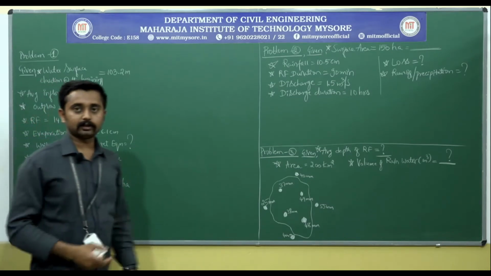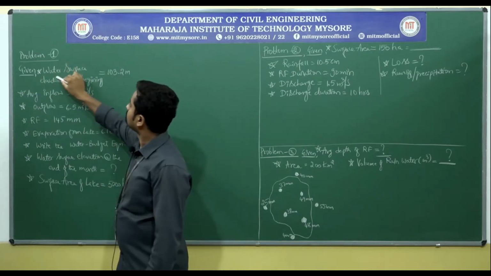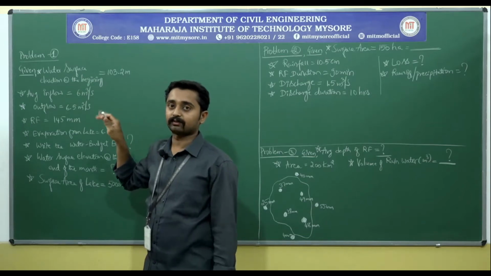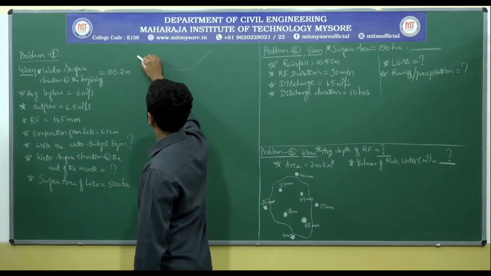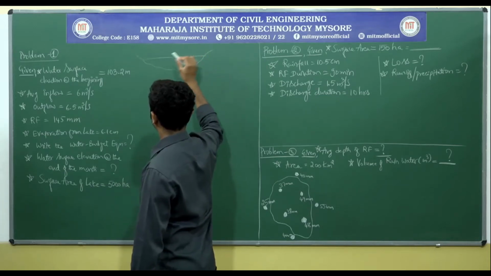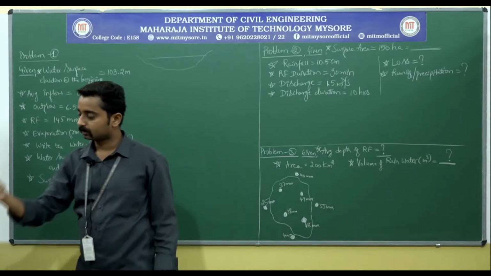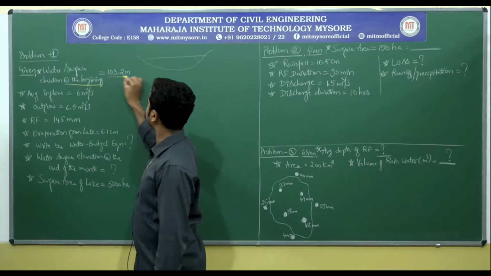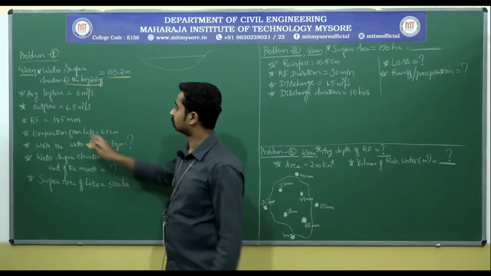Now listen carefully. Given data, just water surface elevation at the beginning. Just suppose there is a lake, I will write water surface elevation at the beginning. Water surface elevation at the beginning is 103.2 meter. It is given. All these are given data only.